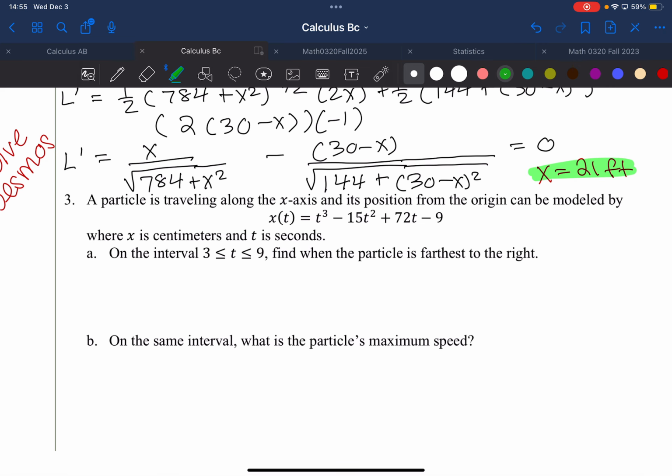Okay, number 3. So number 3 is, we don't need to rely on any information from 5.10. So this is like a brand new problem. It says a particle is traveling along the x-axis and its position from the origin can be modeled by x of t is equal to such, where x is centimeters and t is seconds. So it says on the interval where t is between 3 and 9, find when the particle is furthest to the right. So this right here tells us that we're looking for the largest value.